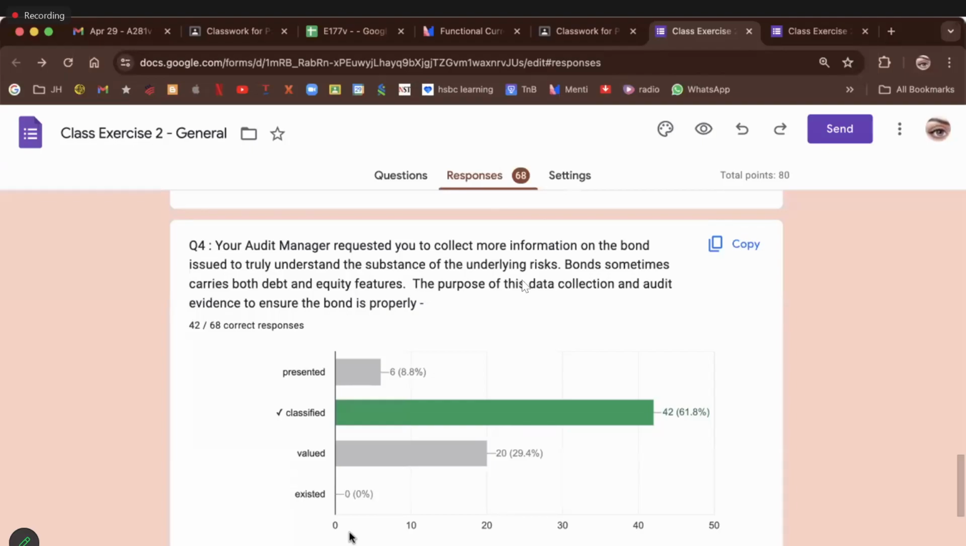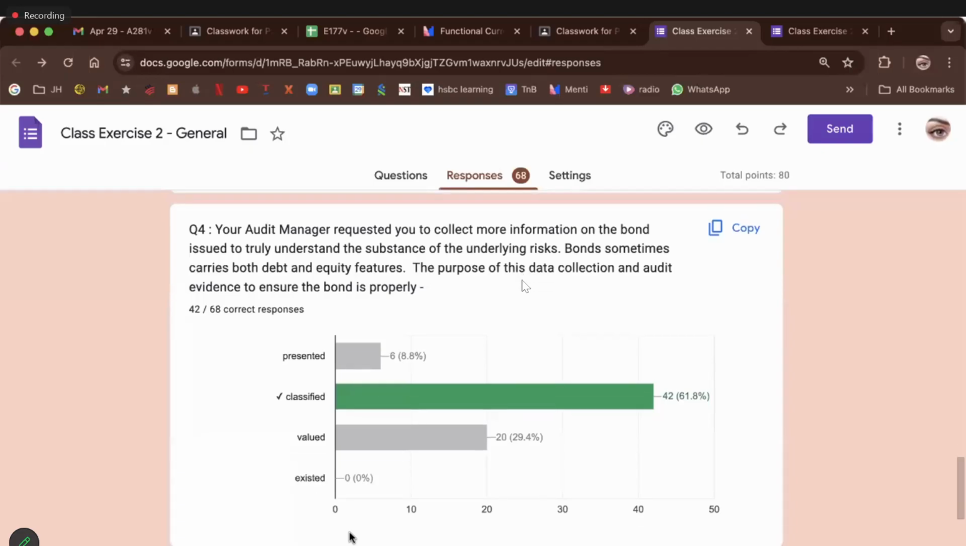But obviously in subjective questions, sometimes it could be more than one answer. So usually the question is very specific. They will ask you to test only certain things. So over here, the closest answer at the moment is classified. The case study actually pinpoints to that.